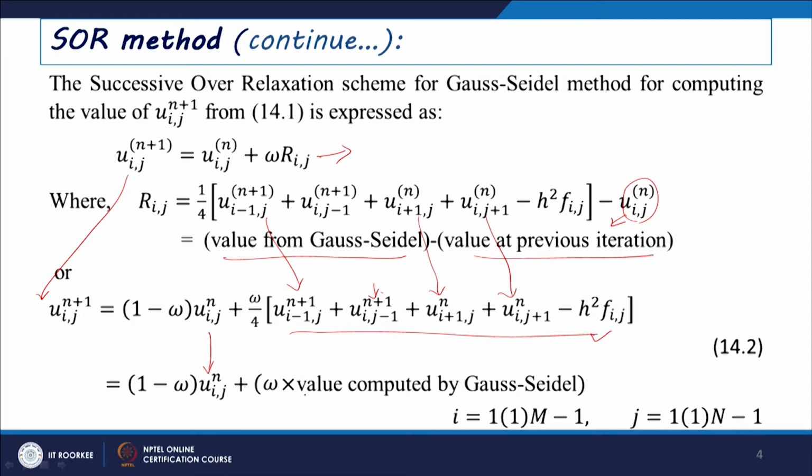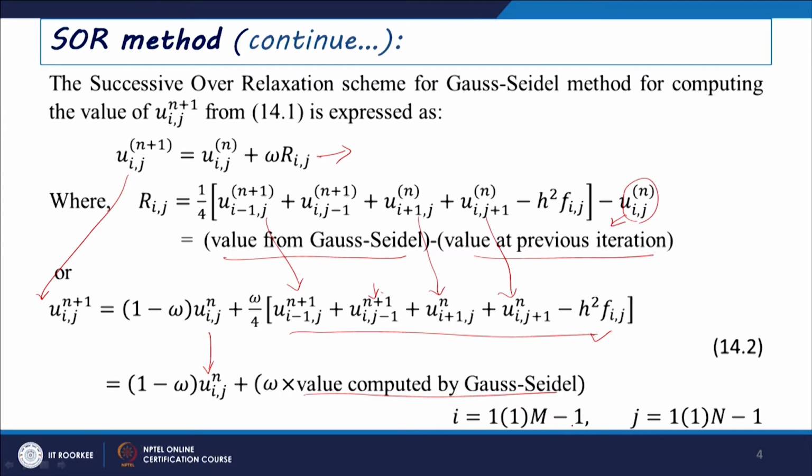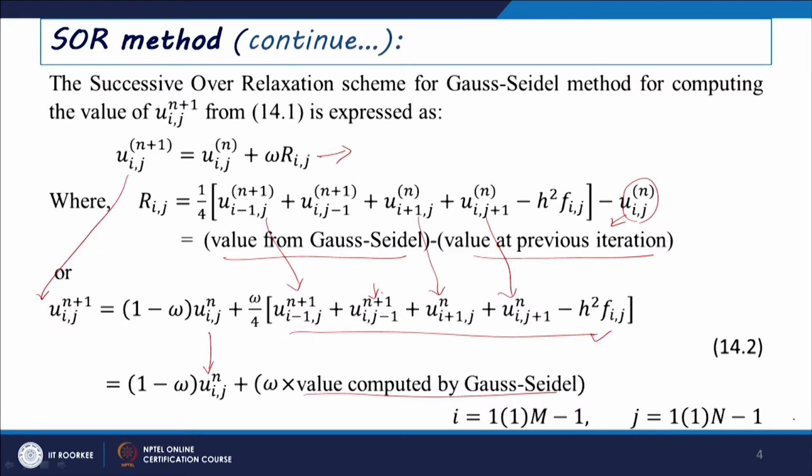So, that is why it is just written as the value computed by the Gauss-Seidel method there itself. And if the normal derivative condition, or the derivative condition along the boundary, is not prescribed, then we can just vary i from 1 to m minus 1 and j from 1 to n minus 1. And specifically, if the derivative boundary condition is there, then we have to vary i from 1 to m.